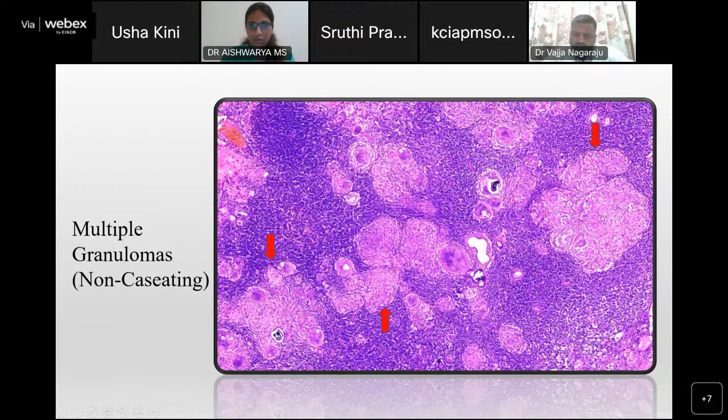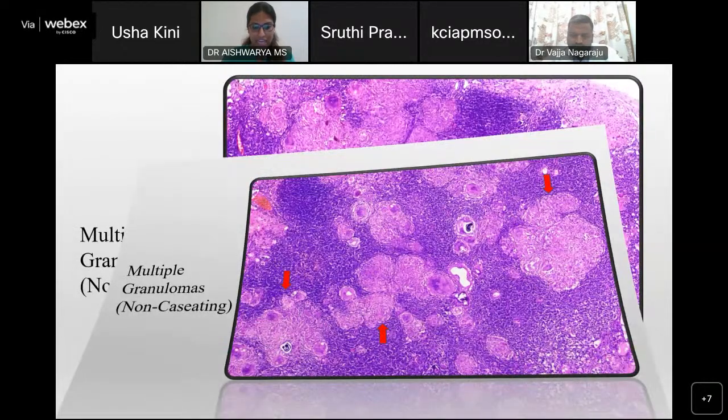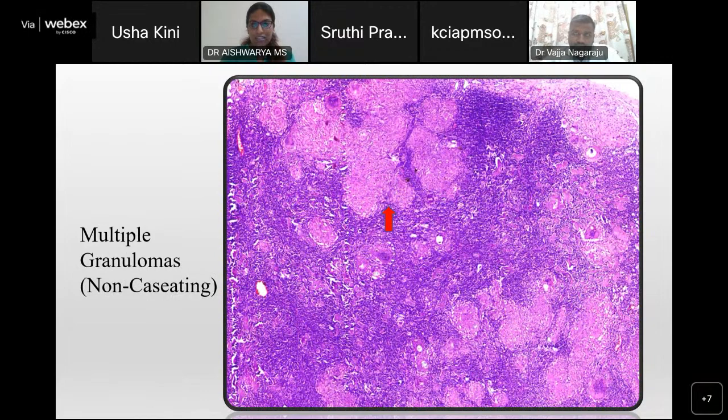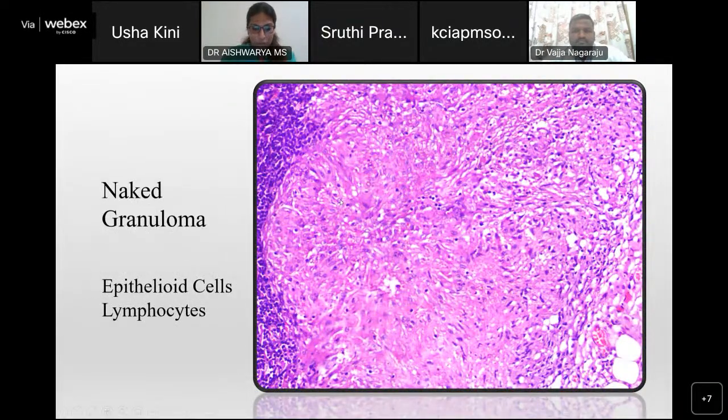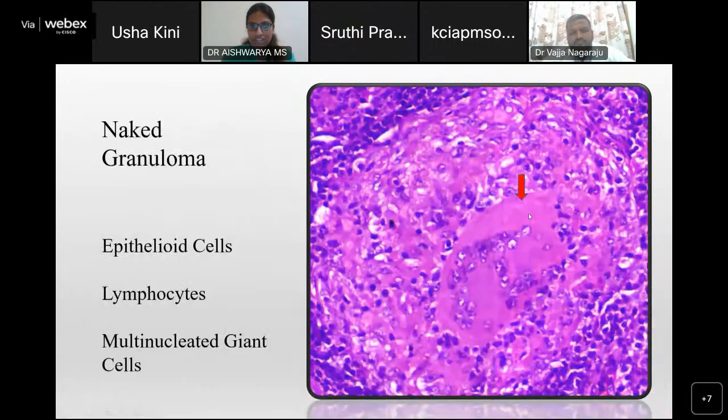These granulomas consist of epithelioid histiocytes, which have indistinct cell borders and abundant pale eosinophilic cytoplasm. The nuclei are oval to elongated with prominent nucleoli. The granulomas also show multinucleated giant cells inside, which are large cells with abundant eosinophilic cytoplasm with many nuclei present within the cell.